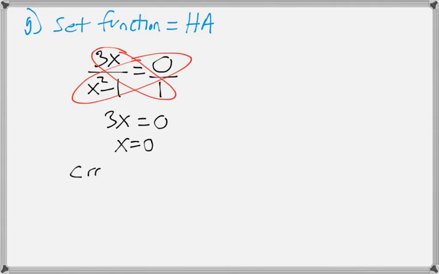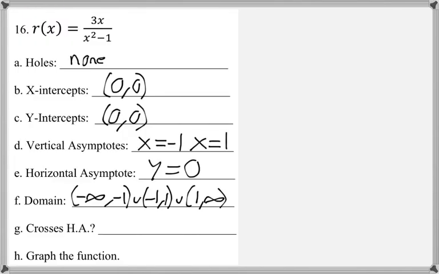So yes, this is going to cross at x is equal to 0. And we kind of knew that because if our horizontal asymptote is really just the axis, we know we cross there because it's an x-intercept and it's a y-intercept. It's the origin. So we kind of knew that that was coming.